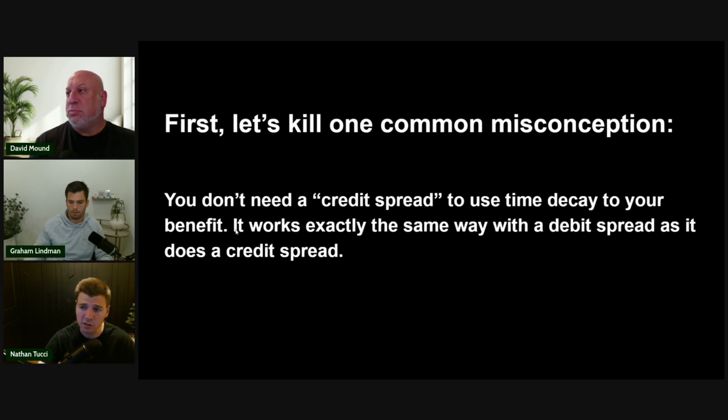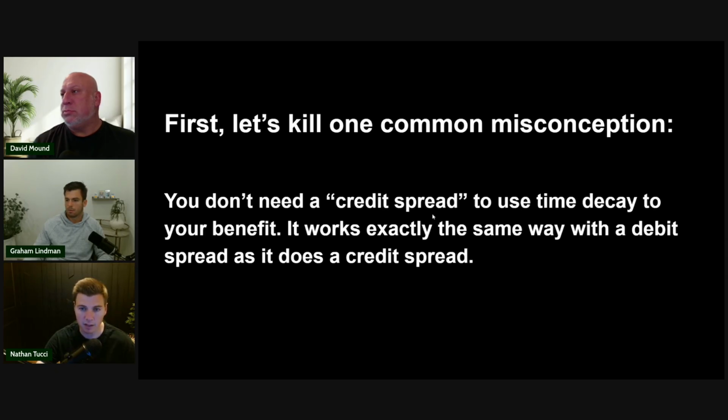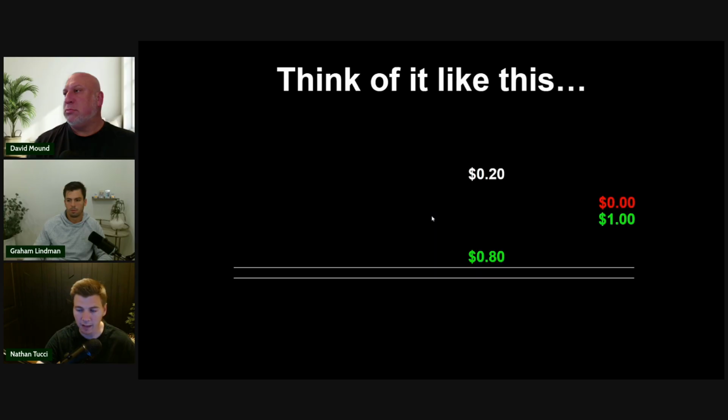Okay. So the first thing we need to do is kill one misconception when it comes to time decay. And this is a huge one. You don't need a credit spread to use time decay to your benefit. It works exactly the same way with a debit spread as it does a credit spread. I'll cover that in a second here, again, conceptually, visually, but you do not need to use a credit spread in order to take advantage of time decay. A debit spread and a credit spread will work the same way. It's just a matter of where they are in relation to price. That's part of what we'll get into today. So again, just want to be super clear on that.